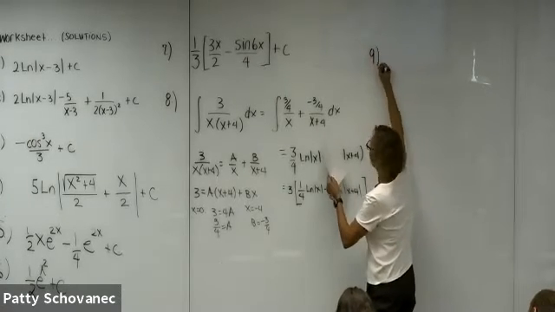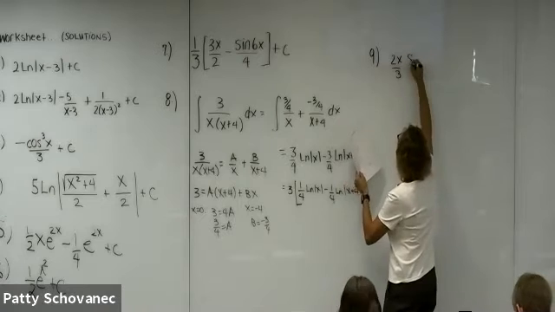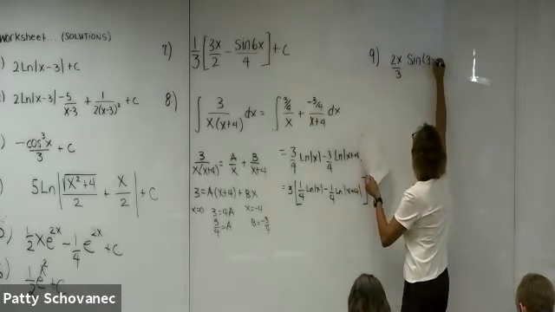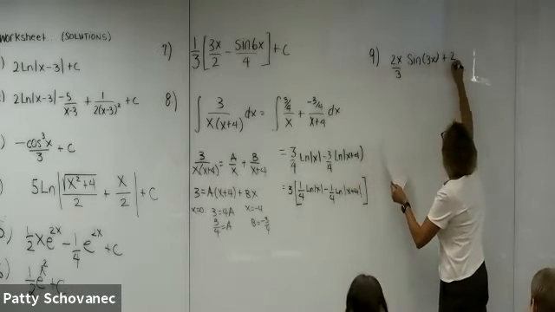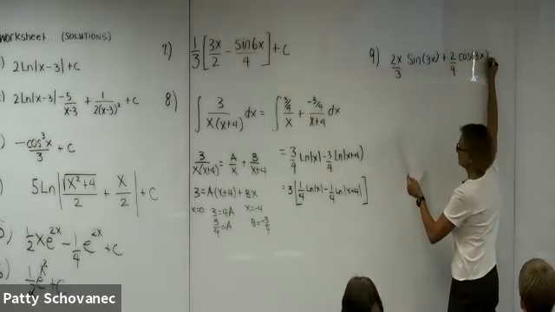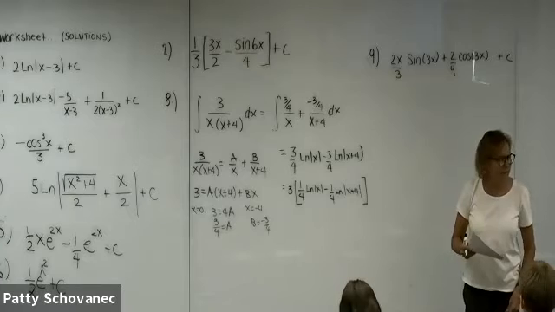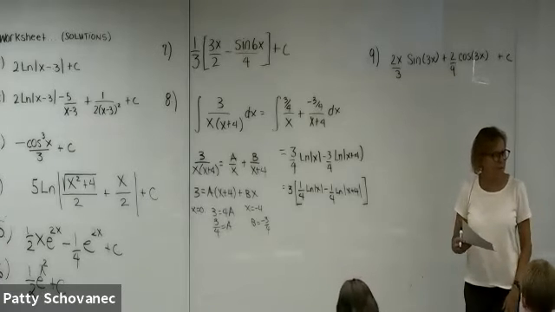Integration by parts on number 9: 2x over 3 times the sine of 3x plus 2 over 9 times the cosine of 3x. I didn't do that. Got it? If you haven't done it, do it real quick. It's integration by parts.